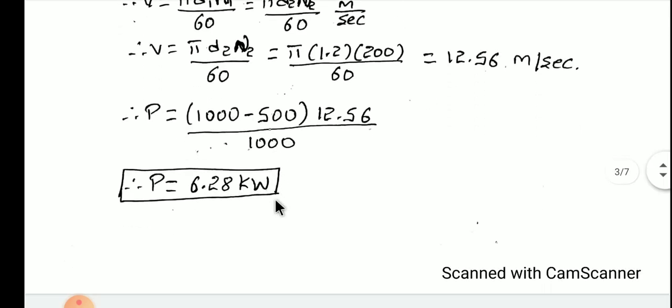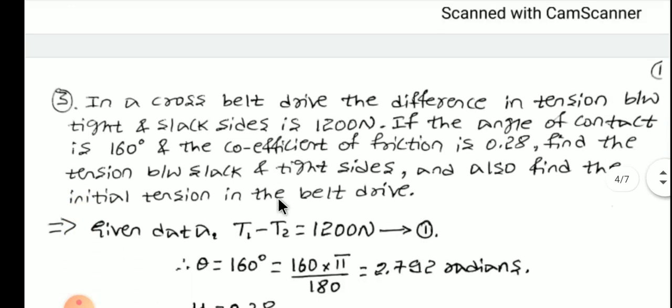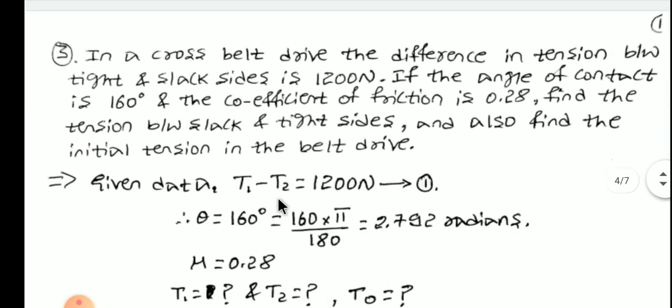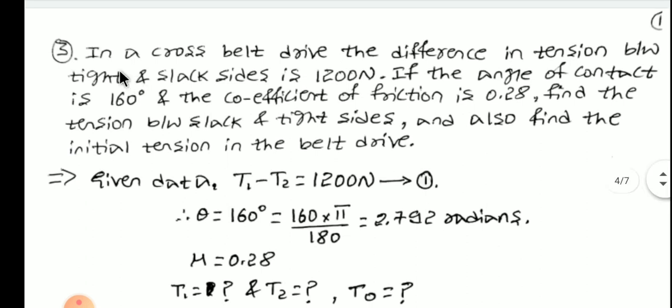I will take the next problem. This is the third problem. In a cross belt drive, the difference in tension between tight and slack side is 1200 Newton. He has given the difference in tension between tight and slack side. Tight side is T1, slack side is T2. T1 minus T2 is equal to 1200 Newton.